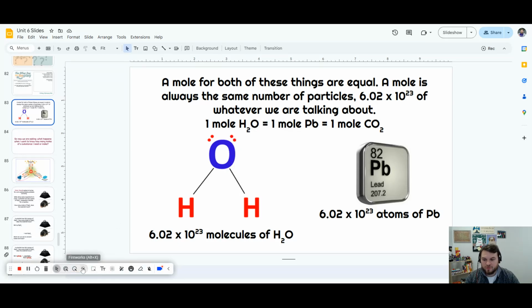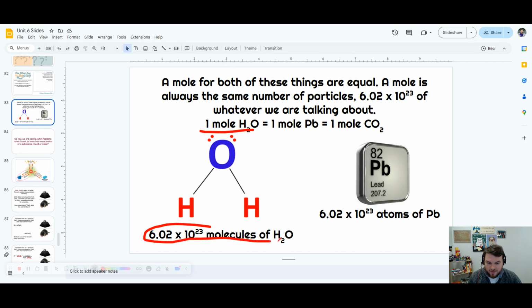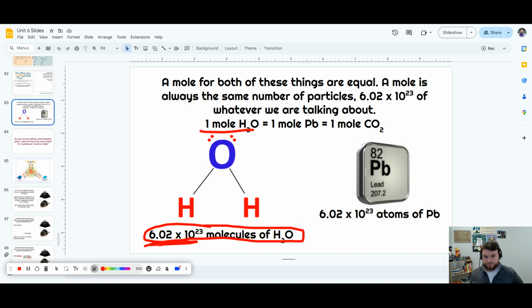Hey, everybody. So, we are going to talk about going between mass and moles as units in this video. We've talked about the mole before, and how it just represents a number, a very, very large number. Remember, 1 mole of H2O is equal to 6.02 times 10 to the 23rd molecules of H2O. That mole always equals that 6.02 times 10 to the 23rd number, which is a very, very large number.